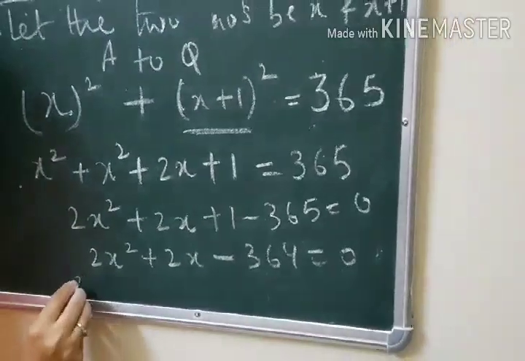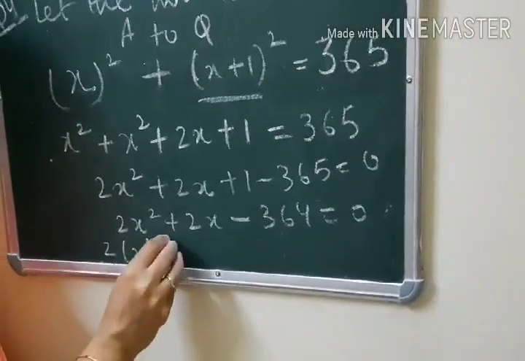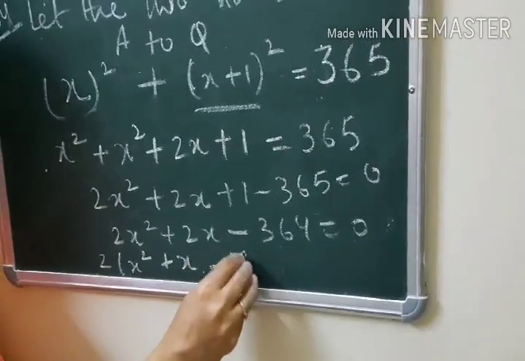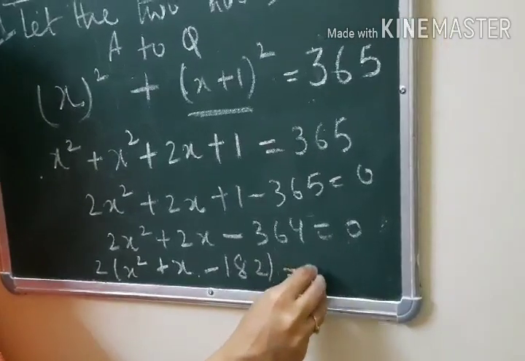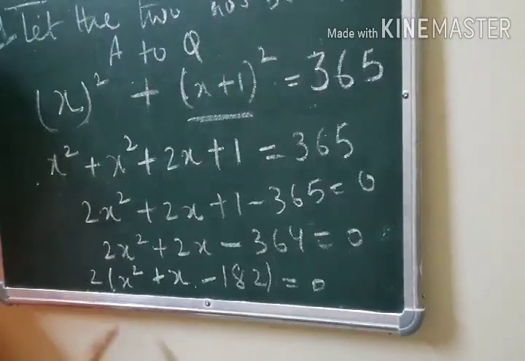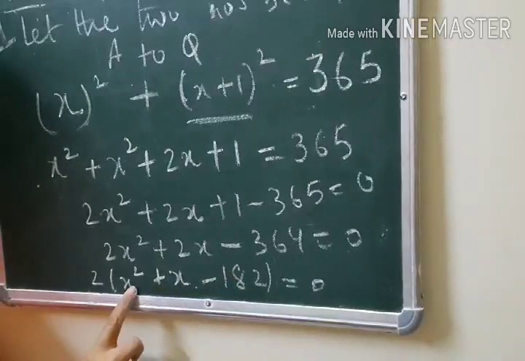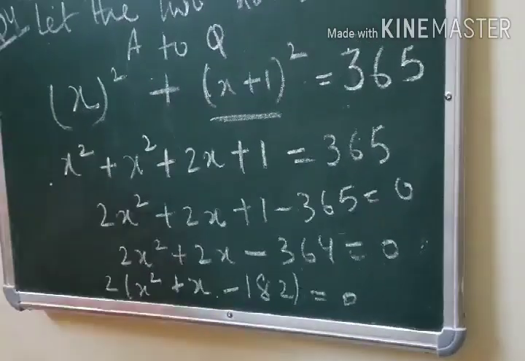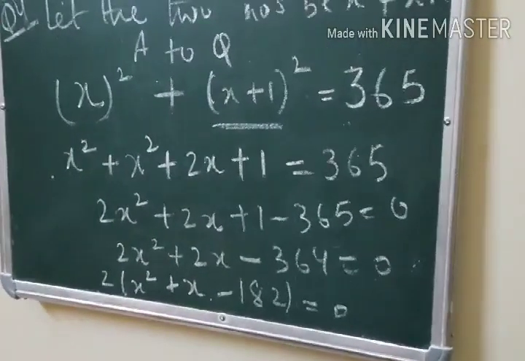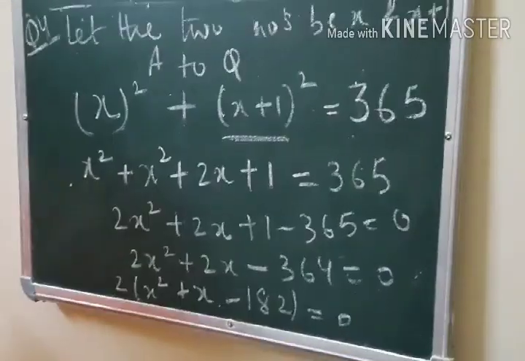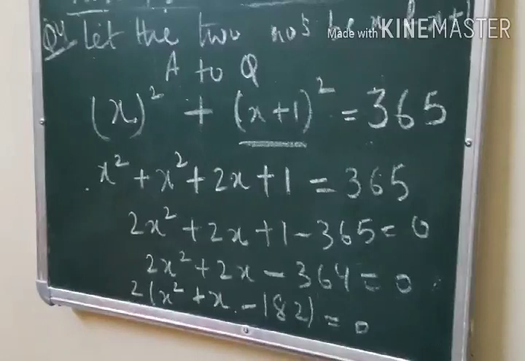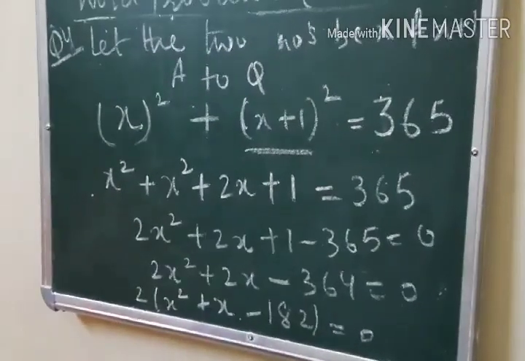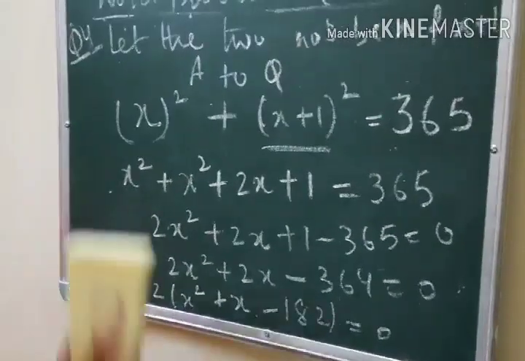You can take 2 common. So it will be x square plus x minus 182 is equal to 0. Now when you take this 2 to this side, you will be left with x square plus x minus 182 is equal to 0. That is your equation and you are going to solve it further yourself. Right? The next question is question number 5.